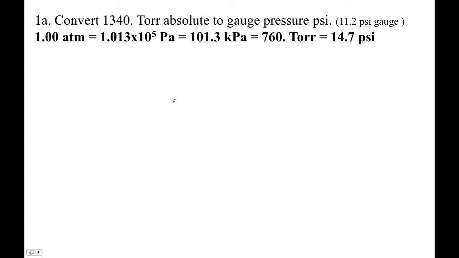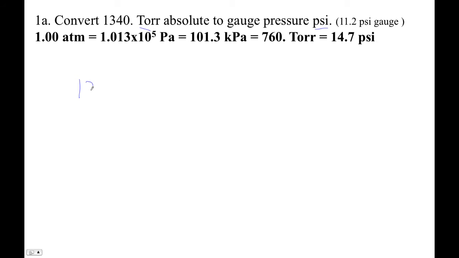We're going to do some unit conversions here, right? So notice that this is absolute pressure, and we want to turn it into gauge pressure in PSI. Gauge pressure is how much more than an atmosphere it is. So I'm going to show you how to do that in a sec. First thing I'm going to do is turn torr into PSI, okay?